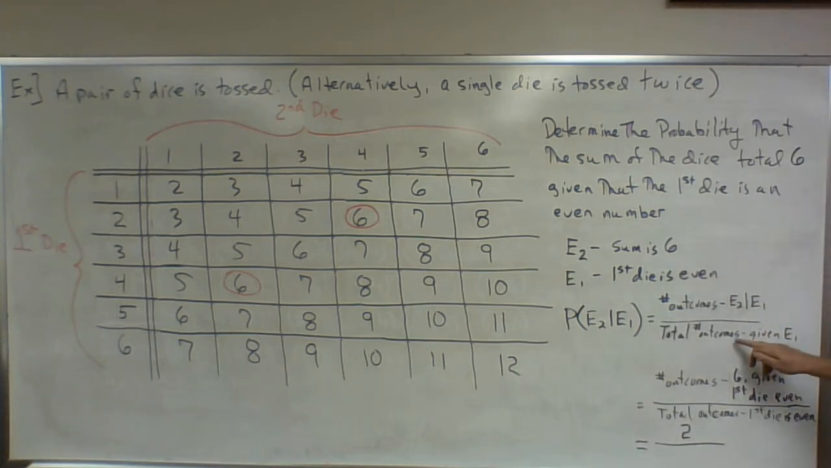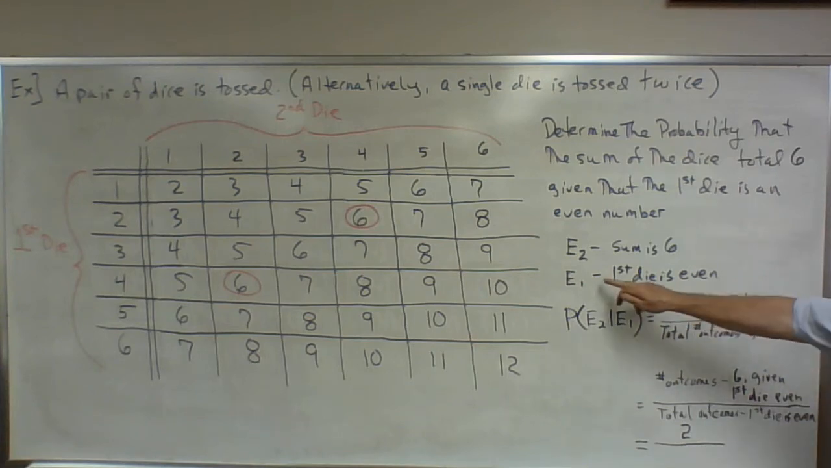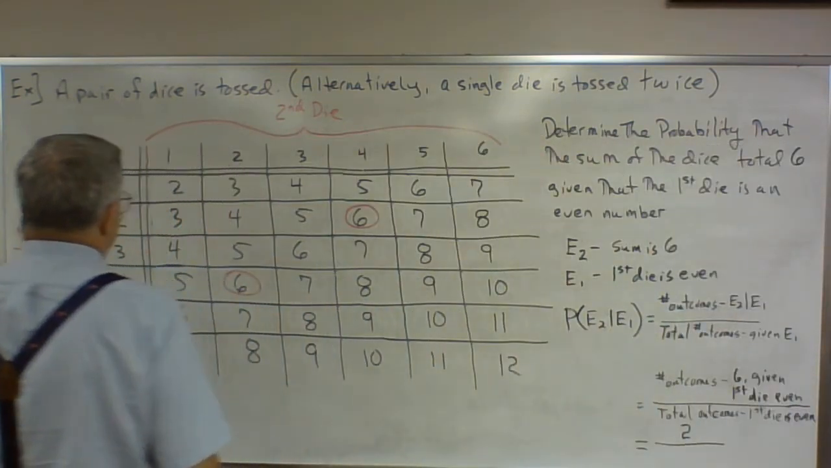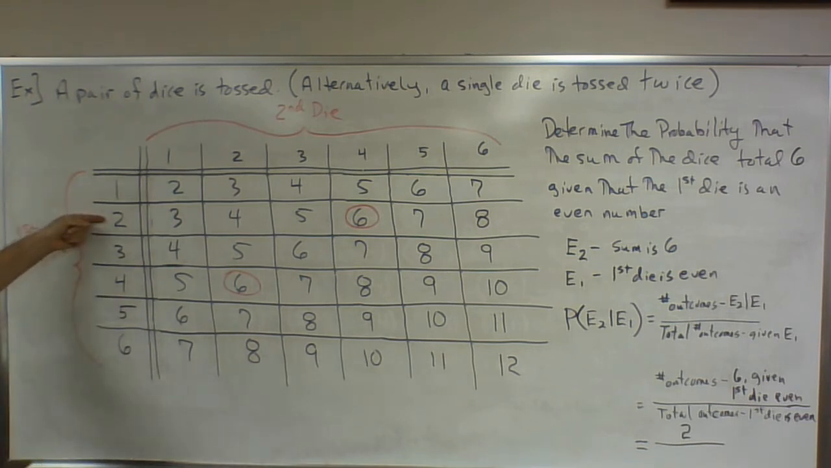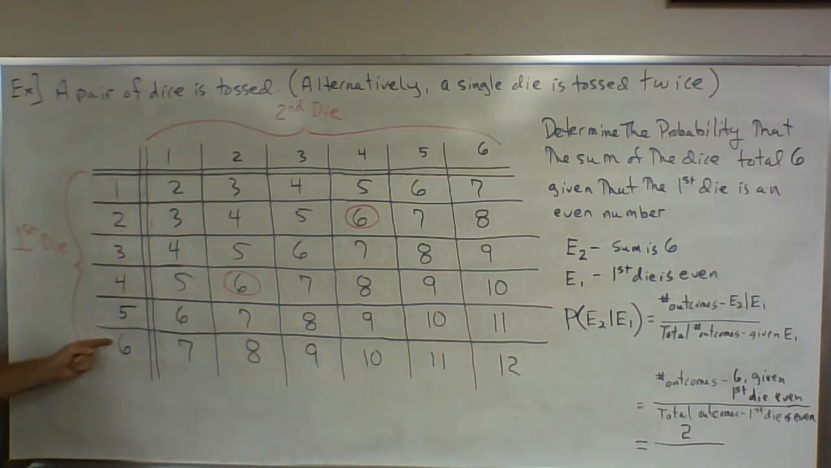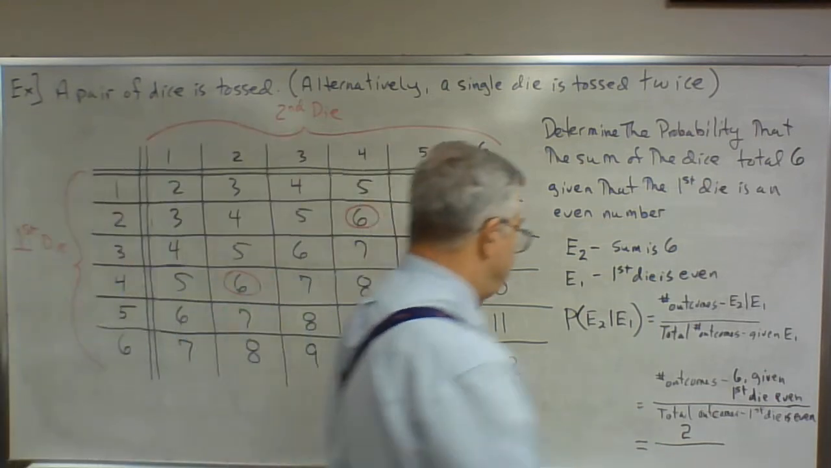And now the total number of outcomes given that E1 is true. Total number of outcomes given that the first die is even. Okay. This whole row, the first die is even. This is 6 outcomes. This whole row, the first die is even. That's 6 more outcomes. This whole row, the first die is even. That's 6 more. So 6 plus 6 plus 6 equals 18 outcomes where the first die is even.